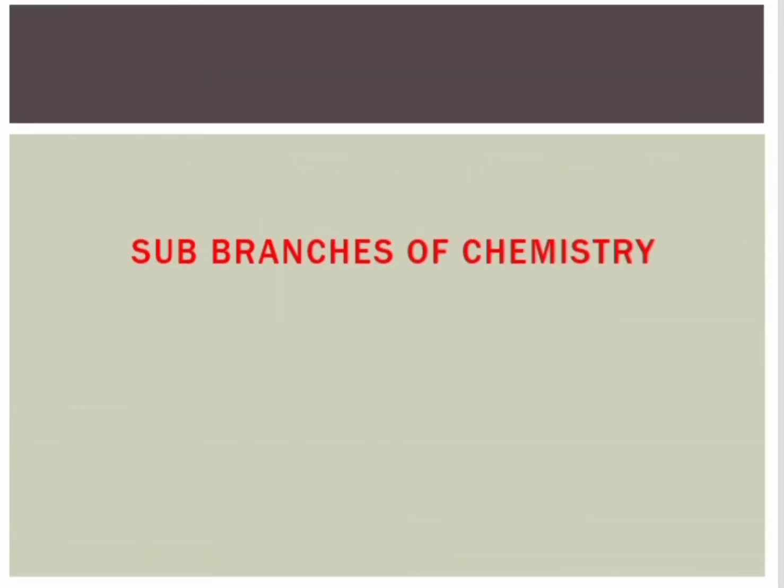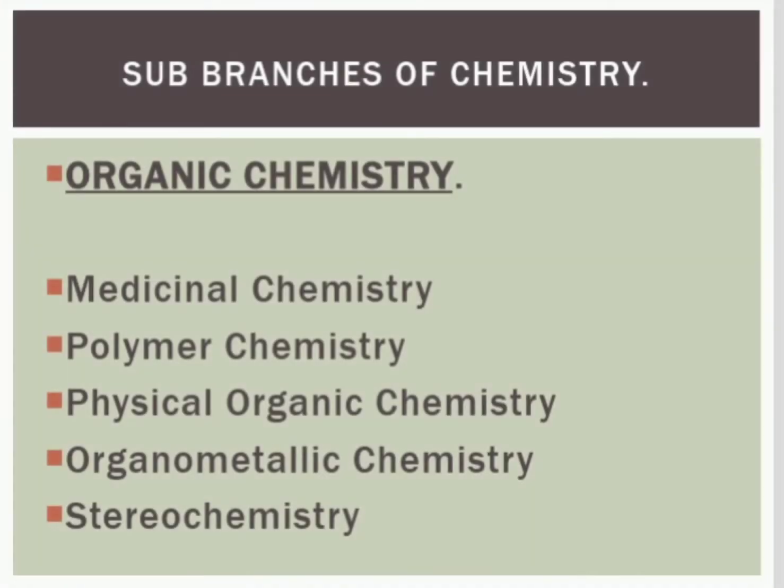In addition to these major traditional 5 branches of chemistry, there are other sub-branches of chemistry which are drawn out of these major branches. We have the sub-branches for organic chemistry, inorganic chemistry, physical chemistry, analytical chemistry, and biochemistry. So starting with organic chemistry, we have 5 major sub-branches.